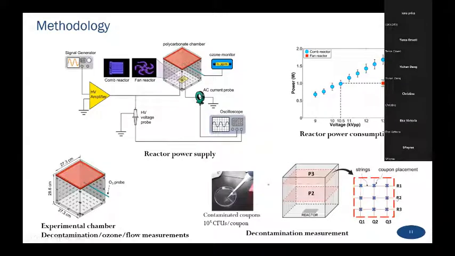Here is the setup for decontamination measurement, where contaminated coupons with a bacterial quantity of 10 to the power 5 CFUs per coupon. CFUs are colony forming units, a unit to quantify bacterial population. So the coupons were contaminated and placed in two planes inside the chamber with the reactor fit inside it. And in the two planes, the coupons were placed in a 3x3 grid as shown here. So we had a total of 18 points inside the chamber where decontamination was measured, and ozone was measured in those same points or planes to relate how that works.